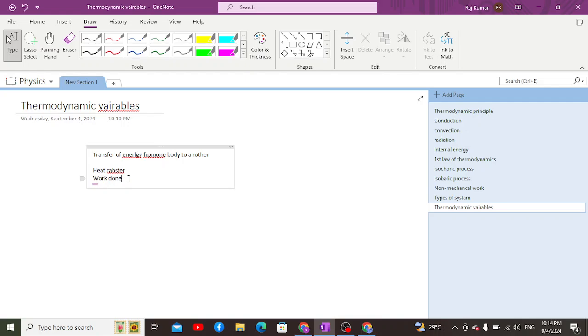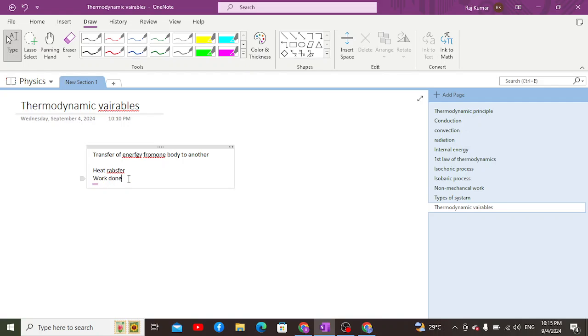When it comes to the basic principles, we define two major things in thermodynamics: number one, the thermodynamic system, and second, the thermodynamic surroundings. The thermodynamic system is any part of the universe, anything which is being observed. That body, that structure can be considered as a system, while anything which is excluding our system is known as the surrounding.